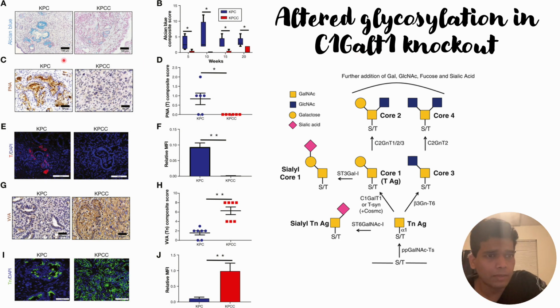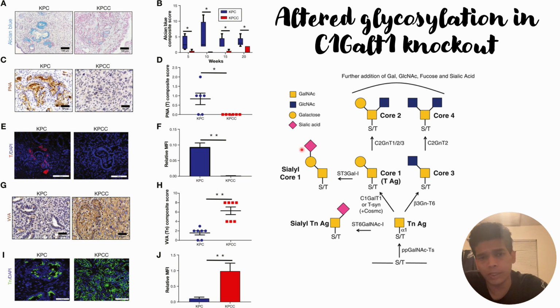C1GalT1 knockout. So panel 1 presents the results about Alcian blue. This Alcian blue is usually used to detect the presence of sialylated glycans. So in this figure on the right hand side, we can see that C1GalT1 helps in the addition of galactose to this GalNAc monosaccharide, and after that the final product that is formed is sialyl core 1, which is also known as the T carbohydrate antigen, and it has this sialic acid structure.